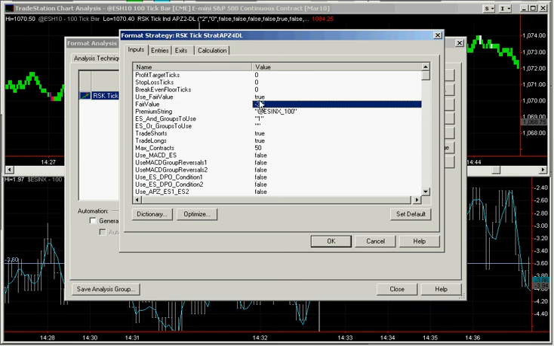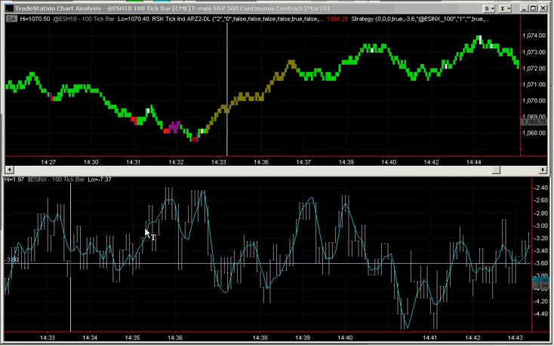Now if you choose not to use fair value, that's fine, turn it off, but why would you? Why would you not want to use the premium in your trading? You'd have to be crazy. All right, so here's what you do. Here's how you do it, and you're done. It's that simple. Now let's just take this a step further.